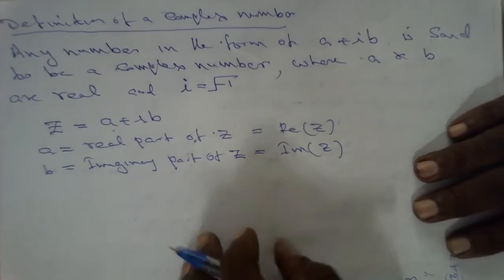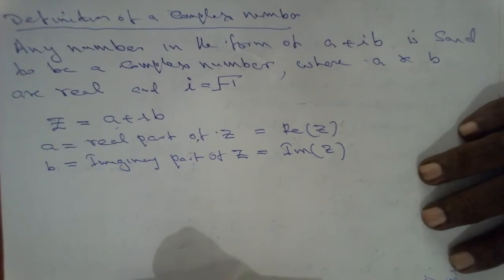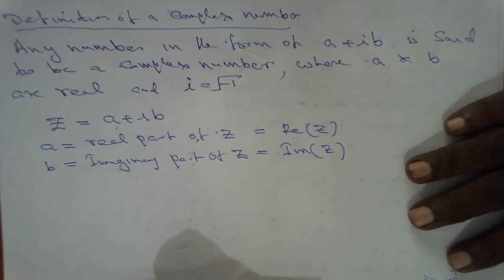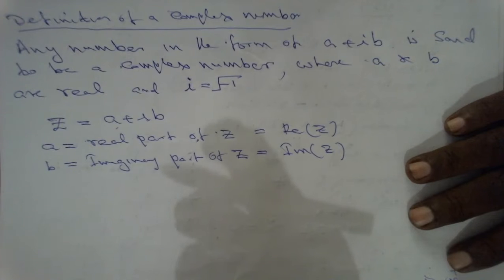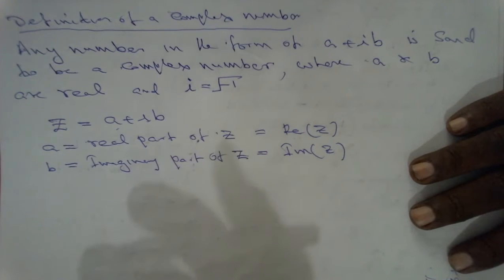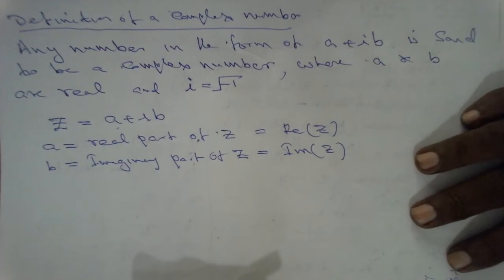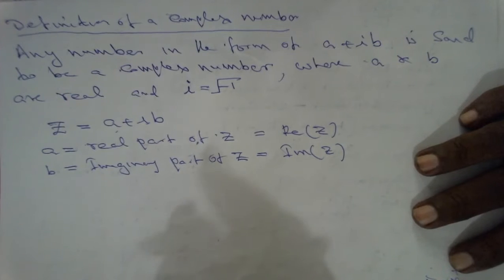Right. Now, a very important thing is that both A and B, both the real part and the imaginary part of a complex number, are real.